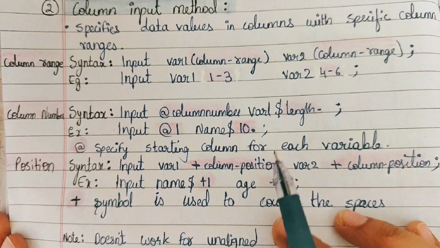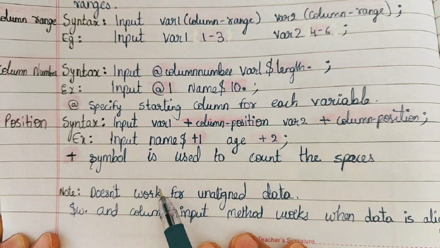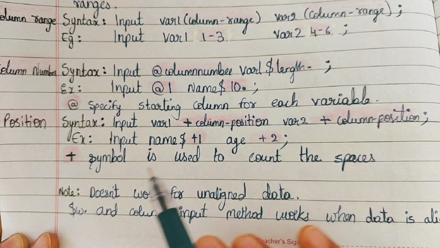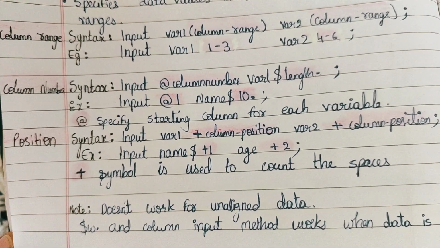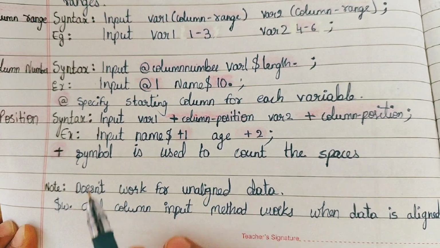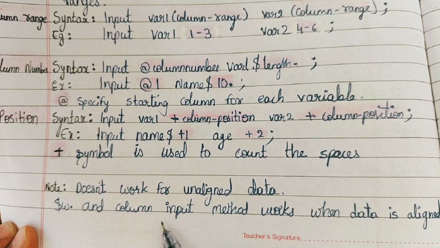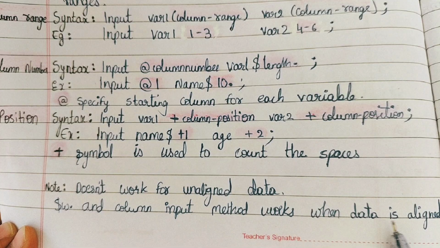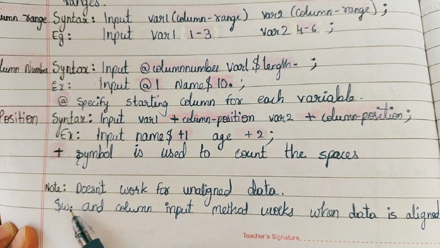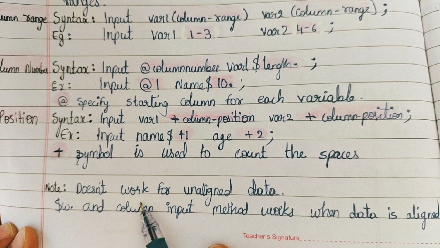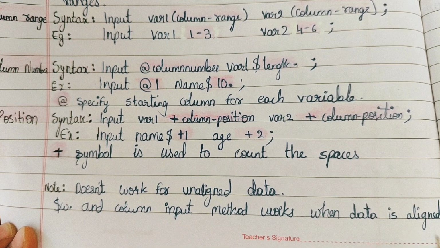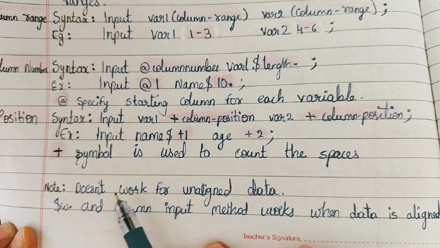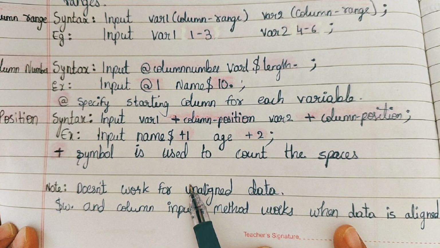Clear? There is a note here that the column input method doesn't work for unaligned data. The $width dot and column input methods work only when data is aligned, not unaligned. For unaligned data it will not work. For this unaligned data we will use the modifier input method.